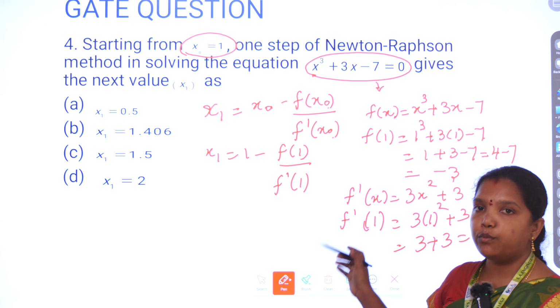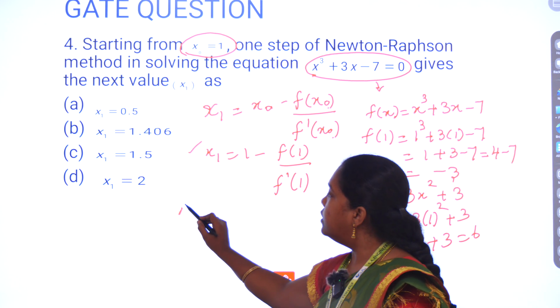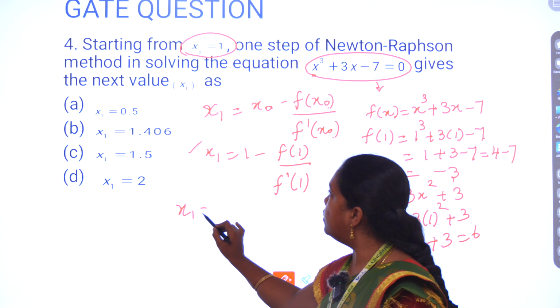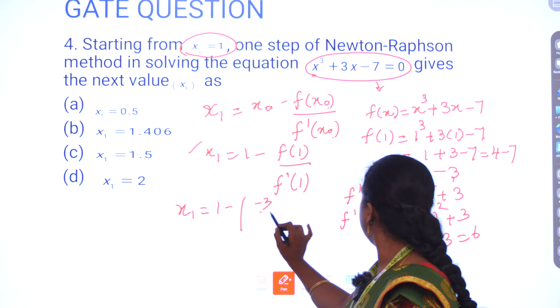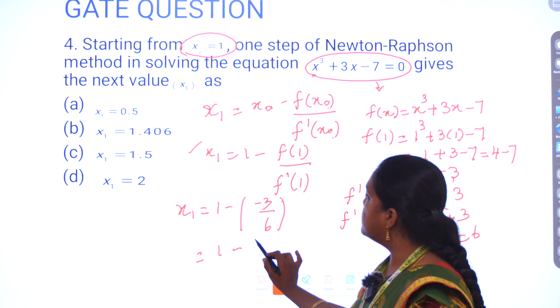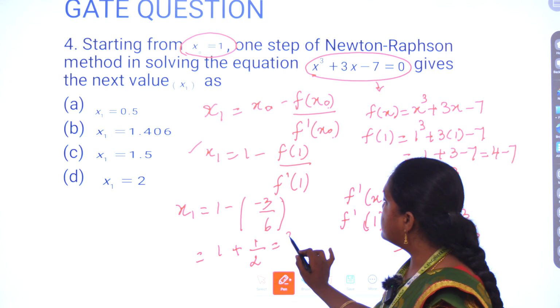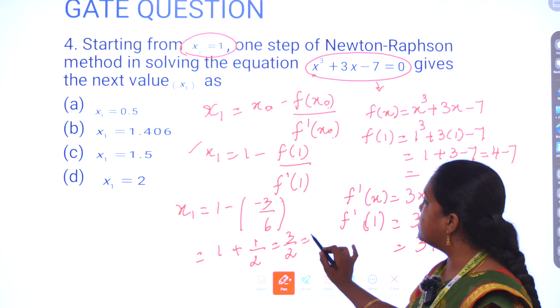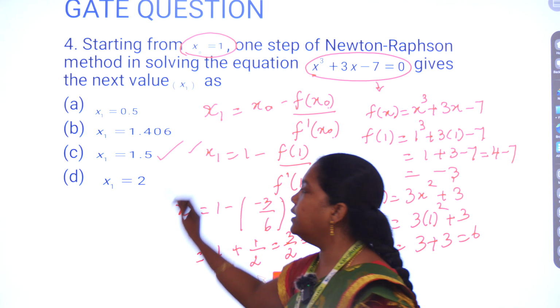So we know f of 1 value, f dash of 1 value, substitute in the x1. So x1 is equal to 1 minus of minus 3 divided by 6, which is equal to 1 minus of minus, it will be plus 1 by 2. It's nothing but 3 by 2. Simplifying, we'll get 1.5. Therefore, option C is the right one.